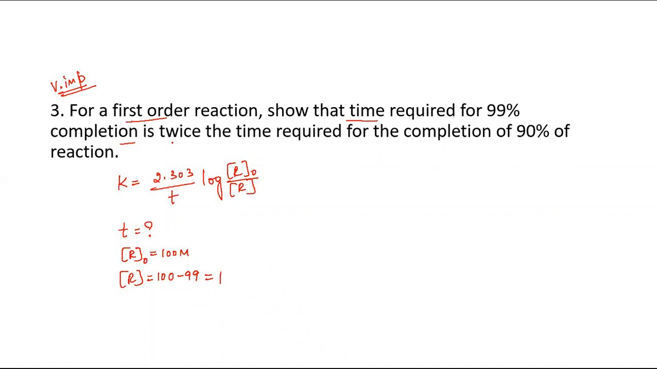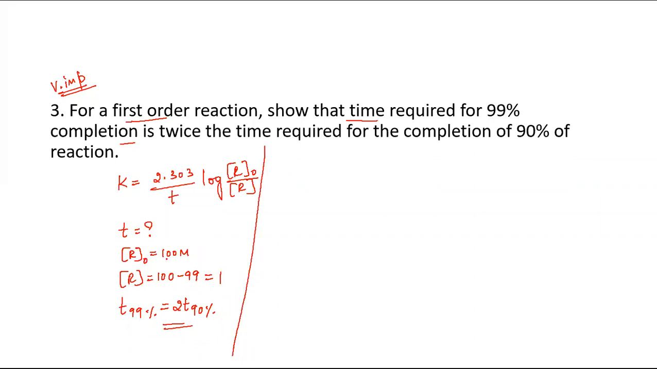That is, the time for 99% completion is twice the time required for 90% completion. Okay, that you have to prove. So what you have to prove is T 99% is equal to 2 times that of T 90%. So this you have to prove. Okay, let us see how to prove this.